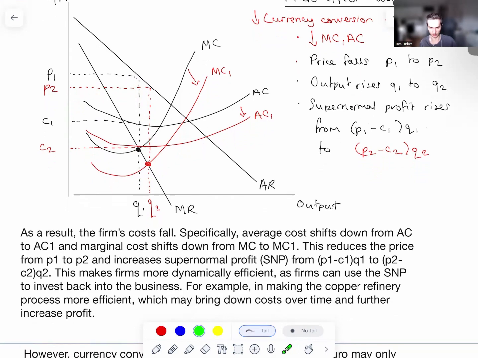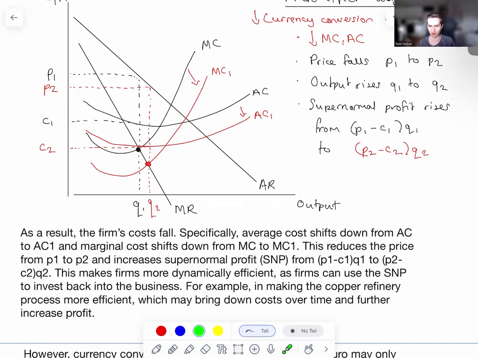And we've explained that in words in the text as well. So it reduces the price from P1 to P2, increases supernormal profit from P1 minus C1 times Q1 to P2 minus C2 times Q2. You can also label the areas using letters for each vertex, like A, B, D, E, etc. This makes firms more dynamically efficient, as firms can use their supernormal profit to invest back into the business, for example, in making the copper refinery process more efficient, which may bring down costs over time and further increase profit.